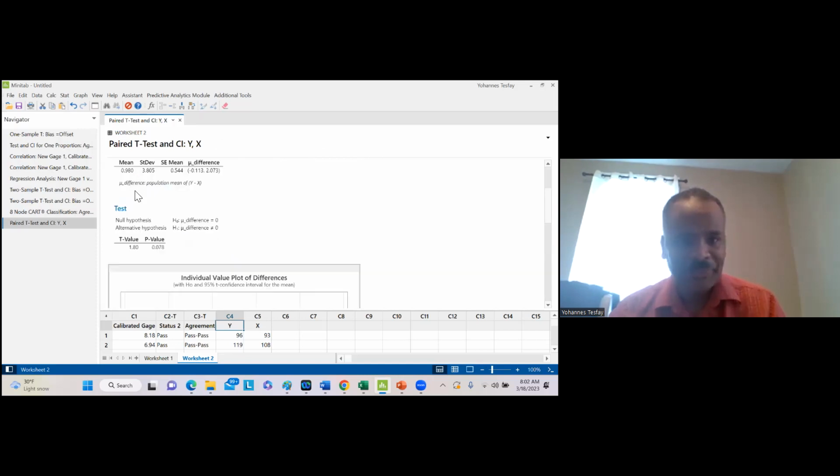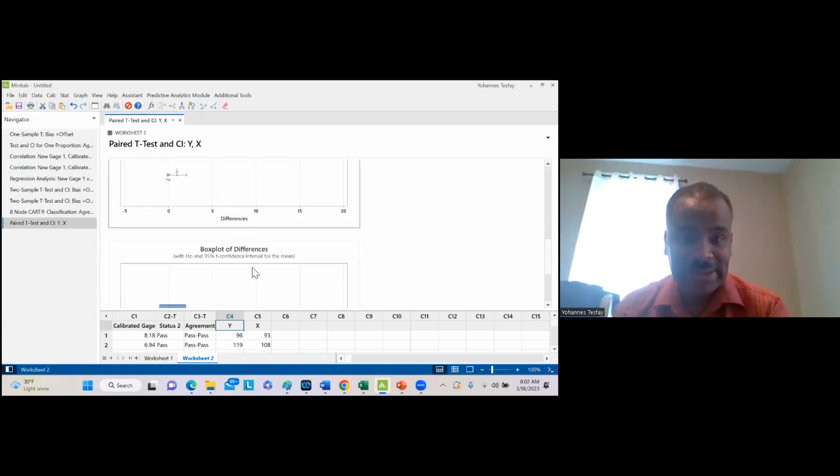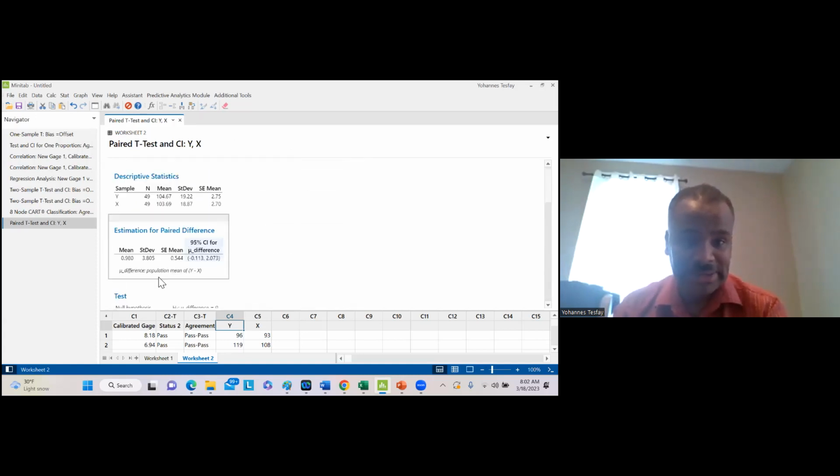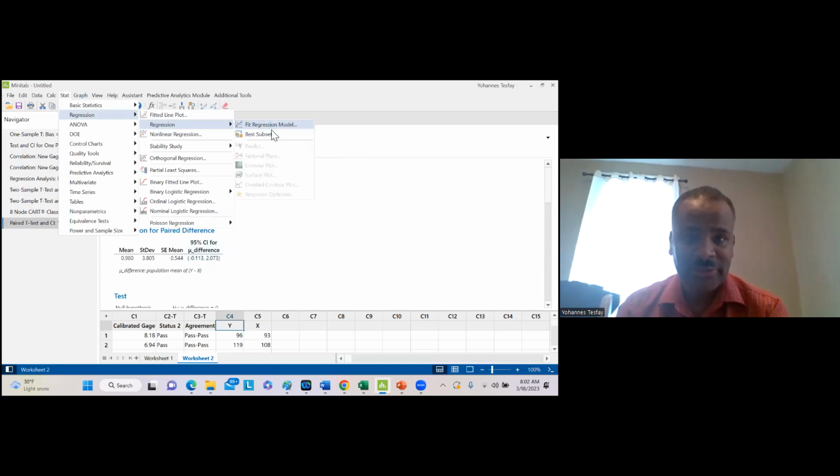So the estimator of the difference is 0.98, and the confidence interval is just like that. So the confidence interval contains 0. That means the bias is insignificant. The bias is insignificant. Then you're going to go to regression test, fit linear regression.